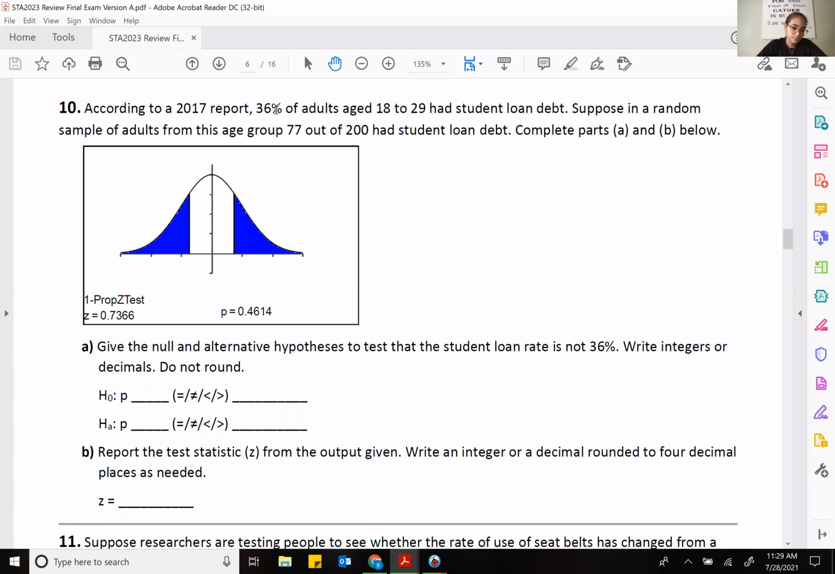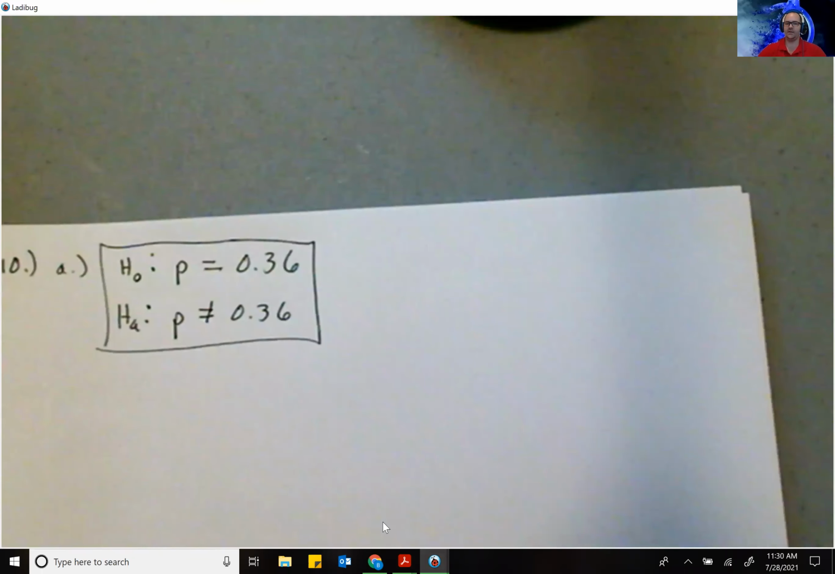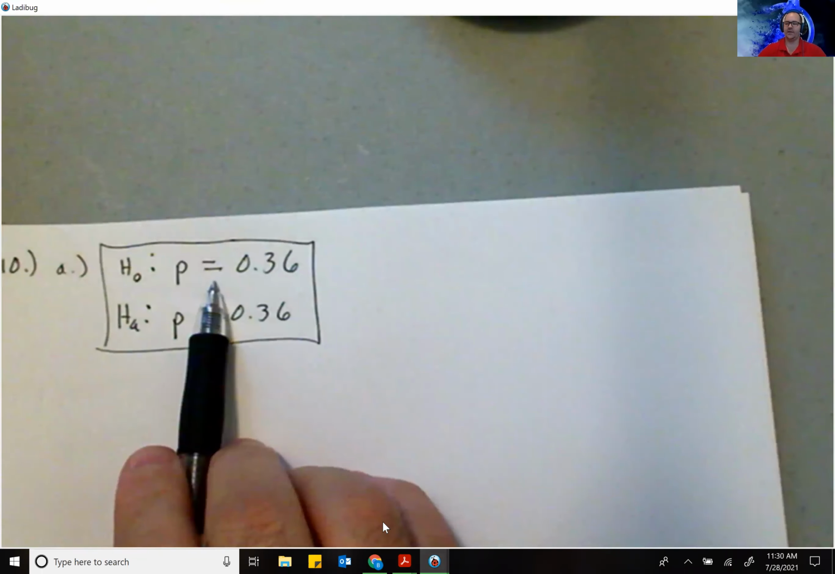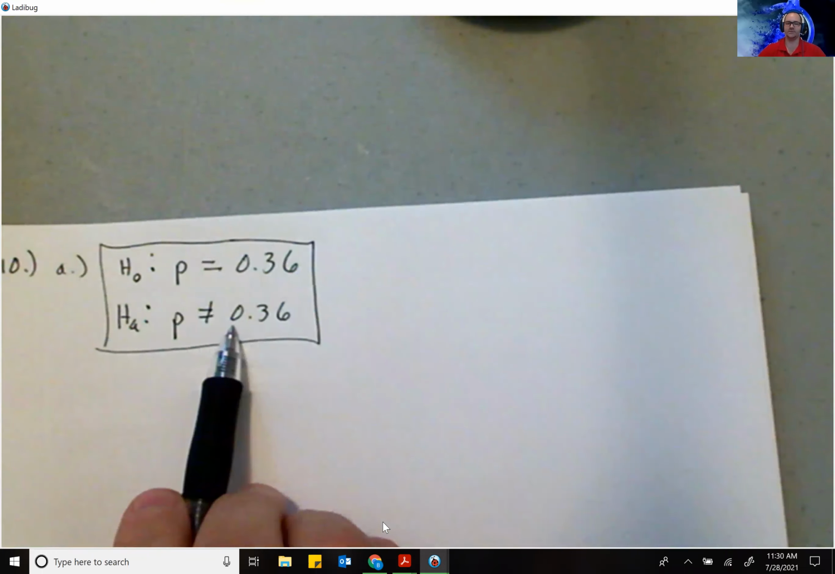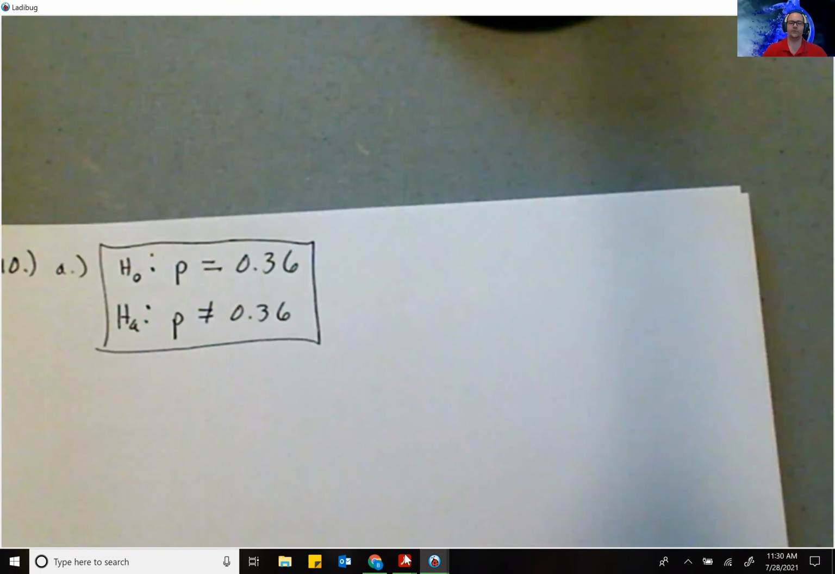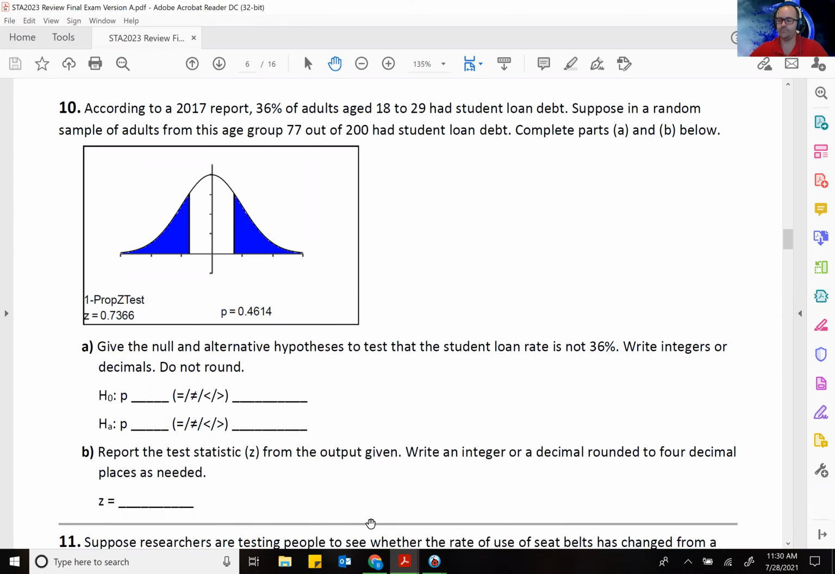Correct. It's really the two-tailed from the picture. Anything that is two-tailed is the not equals. Perfect. Good work. So there's part A. Here's what it looks like. P equals 0.36. P not equal to 0.36. Good work. All right, part B. So report the test statistic. Round to 4 decimal places. That's the one that is given in the table.